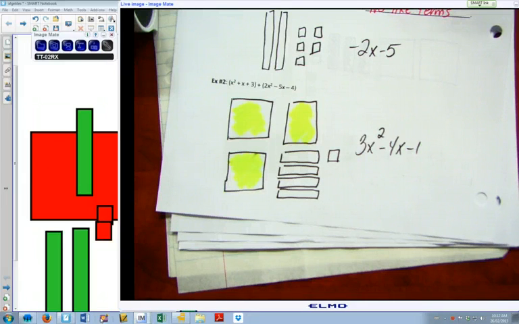Again, we call this adding and subtracting polynomials, or simplifying polynomials, or collecting like terms. It all means the exact same thing, adding and subtracting, collecting like terms, simplifying. It's just counting and sorting from elementary school.